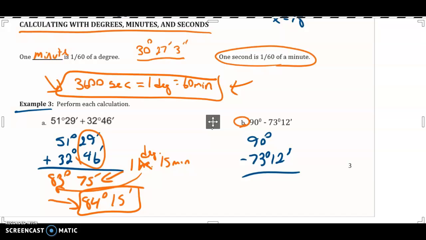On B, think back to when you had to borrow from your neighbor. So this would become 89 degrees, 60 minutes. Notice I'm not changing the value, I'm just changing the way it looks, because 89 degrees plus 60 minutes is still 90 degrees. But now I'm able to subtract. So when I subtract 89 from 73, I get 16 degrees, 48 minutes.